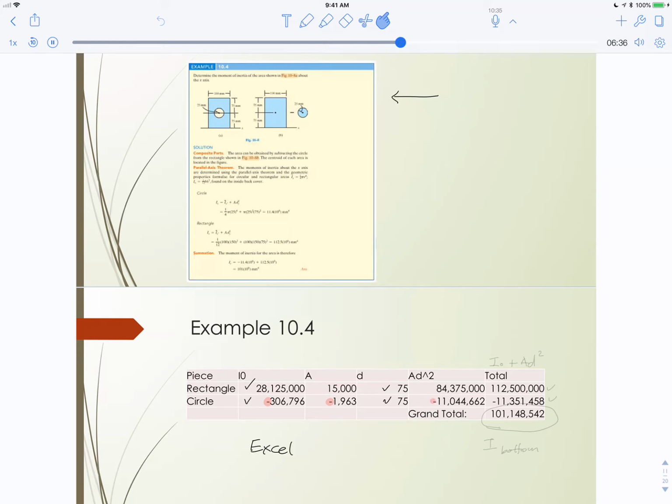I added up I0. This column here is I0 plus A d squared. And so I got that and that. And when you add them all up, this is the total I about the bottom.